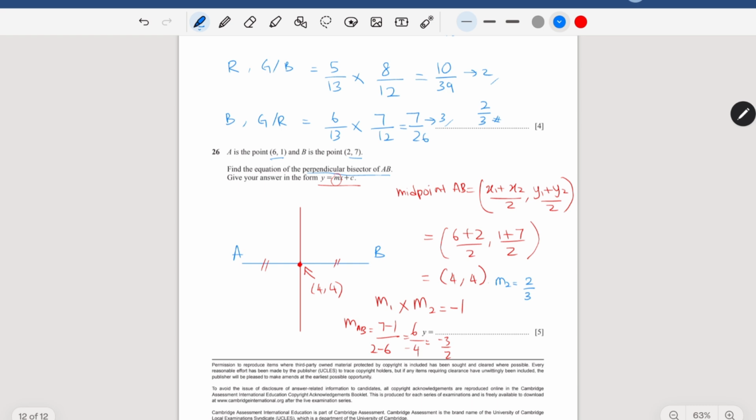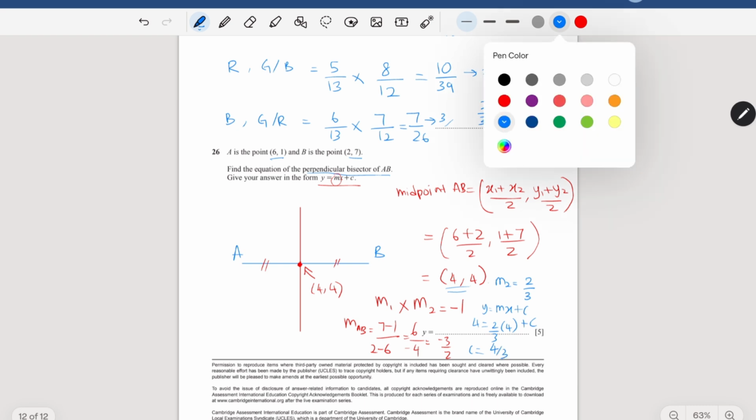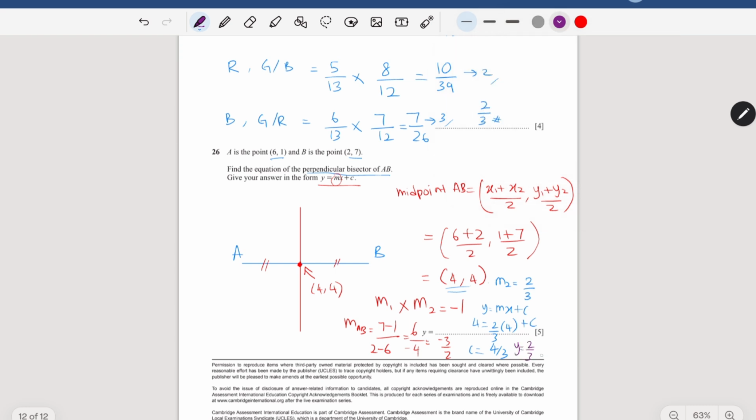So now we have the gradient and also the coordinates of a point on the perpendicular bisector. So can we find the equation? Yes. The equation is y equals mx plus c. y is 4, m is 2 over 3, x is 4. You can find your c value. c is the y-intercept. Let's find the value of c. Your c is 4 over 3. So your equation for the perpendicular bisector is y equals 2 over 3 x plus 4 over 3. Alright, so this is the final answer.